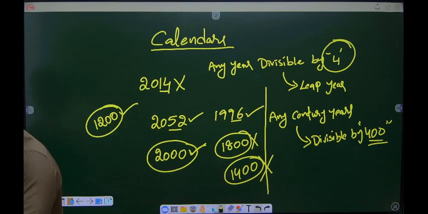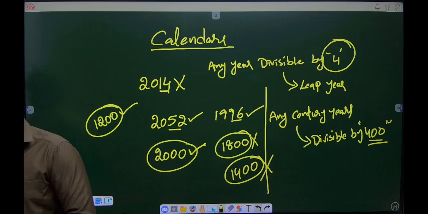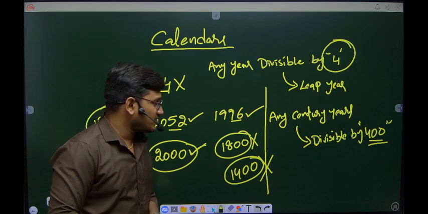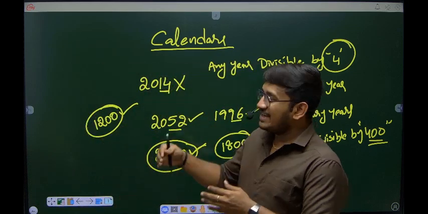Yeah, exactly. If one student posted, it should be divisible by 400. Very good. Okay, so far I hope you all are clear with these points. Now let me go with the next point.